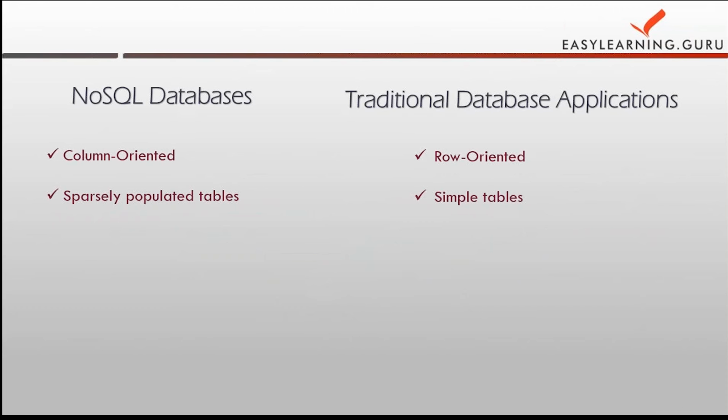Now talking about the next difference, a NoSQL database uses sparsely populated tables. That is, the tables are optimized, and if we store null values in any cell, then the NoSQL database does not allocate any space for that particular record. Whereas a traditional database application uses simple tables. That means if you have null values in any cell, then the space will be occupied.